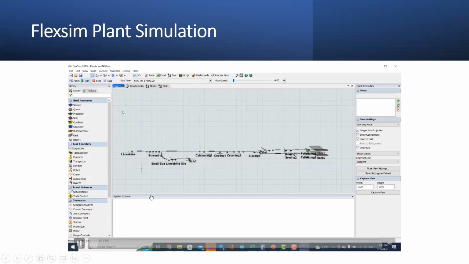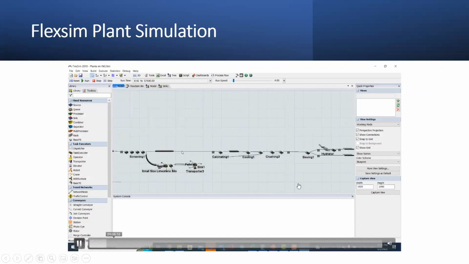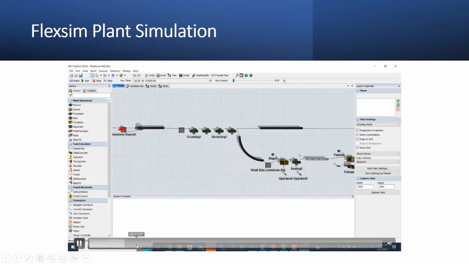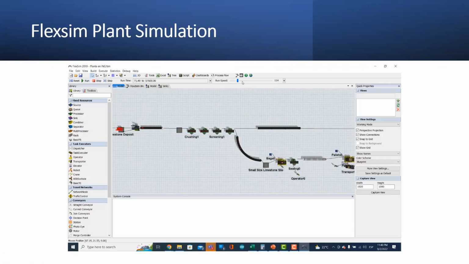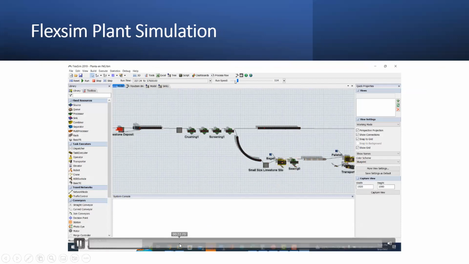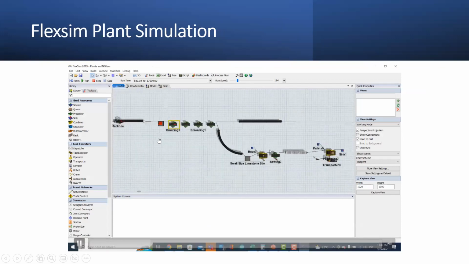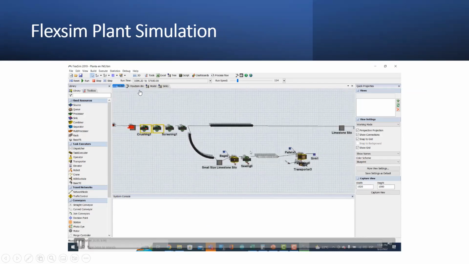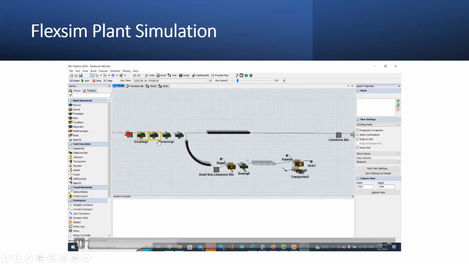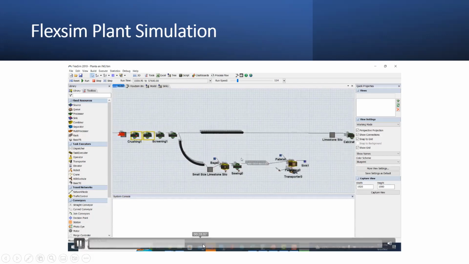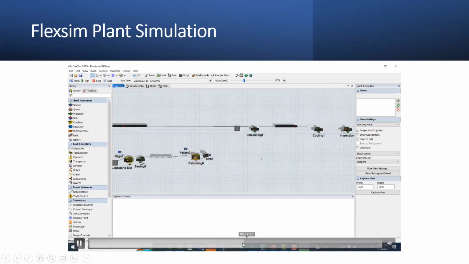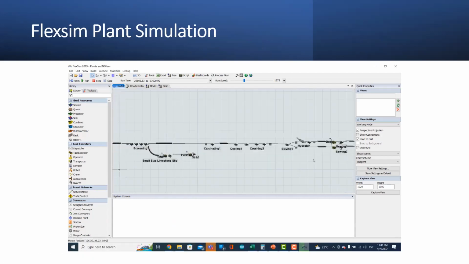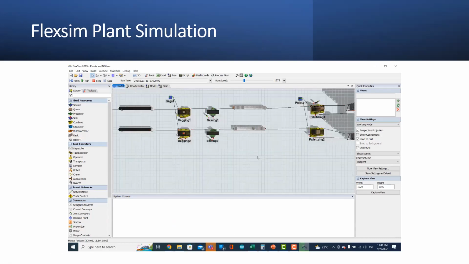We have here the simulation of the plant. We are simulating a journey of 16 hours. Here you can see the damage of the machine, so we have to wait 2 hours in order to replace it. Here there's another damage. Then after the damage, we can see the plant is working as well as we expect.